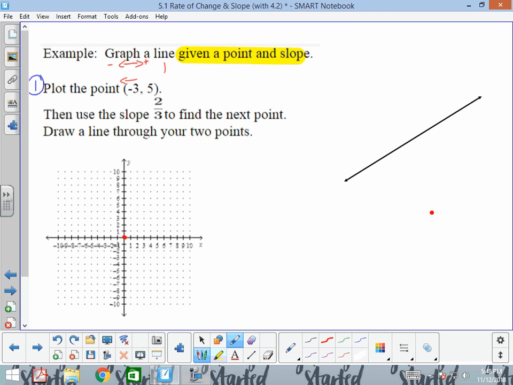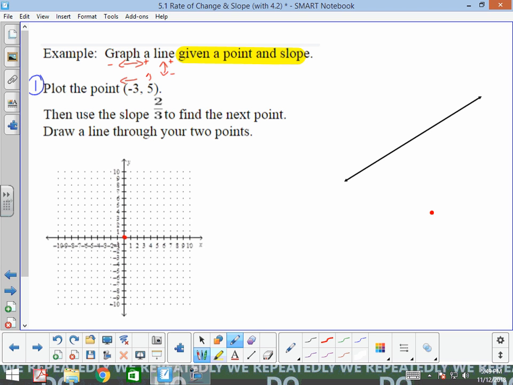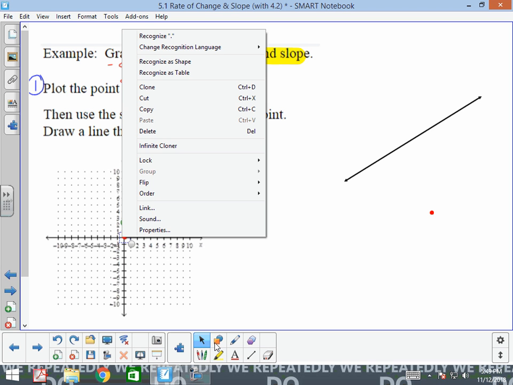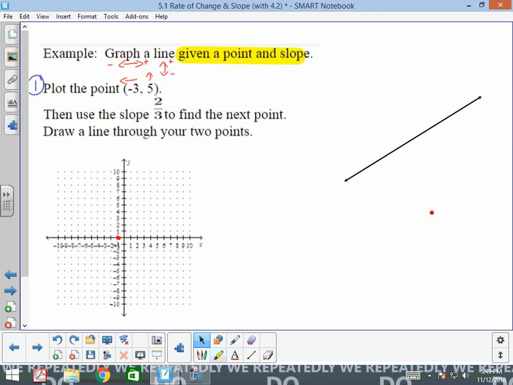The second number tells you to go up or down. Up if it's positive, down if it's negative. So since this point is positive, we're going to go up. So we're going to start at the origin. Anytime we graph an ordered pair, start at the origin, and we're going to go to the left 3. 1, 2, 3, and then up 5. 1, 2, 3, 4, 5. That's where our first point is going to be.